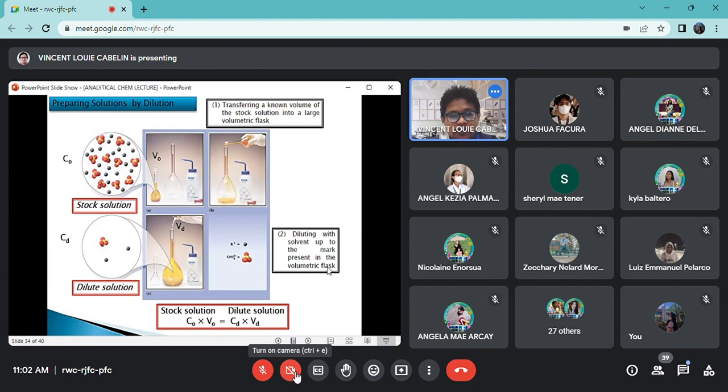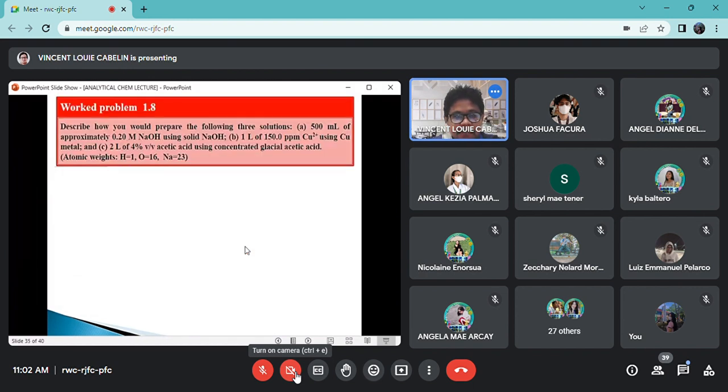You always have to know the concentration of the stock solution and the volume. Okay? So C1V1 is equal to C2V2. Algebra lang ito.